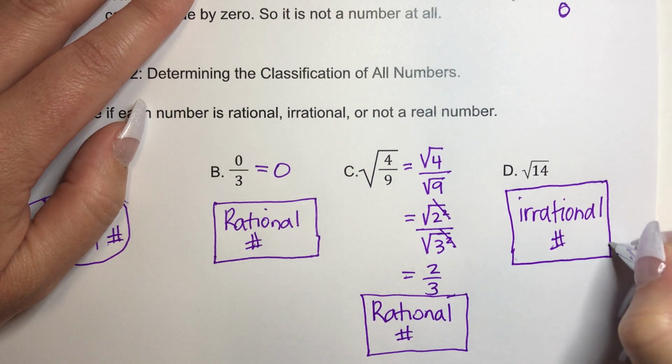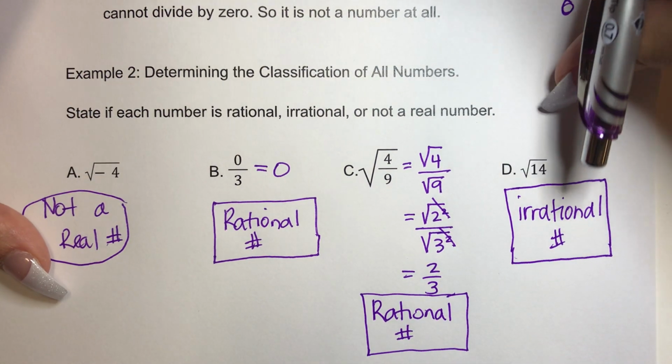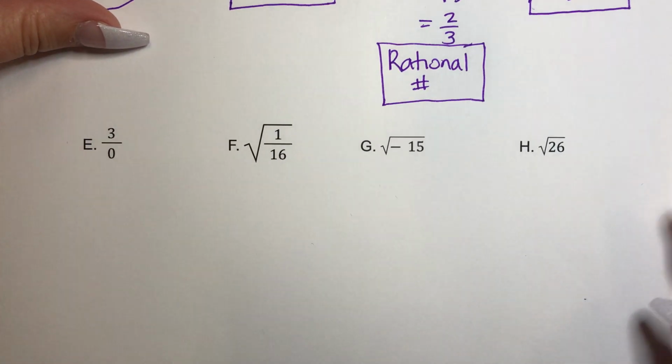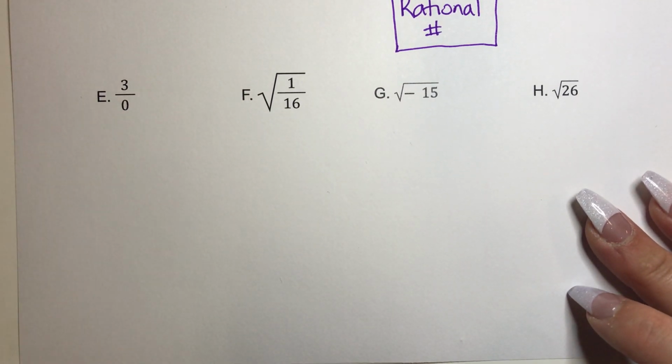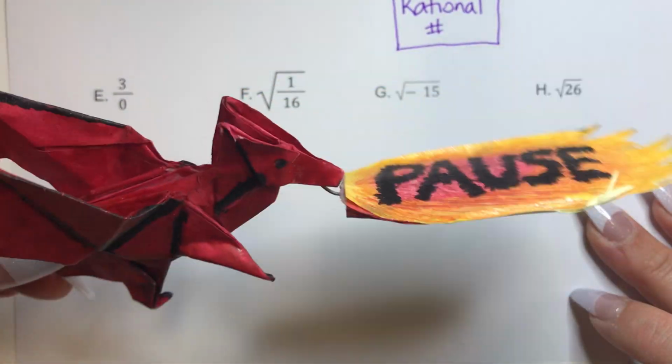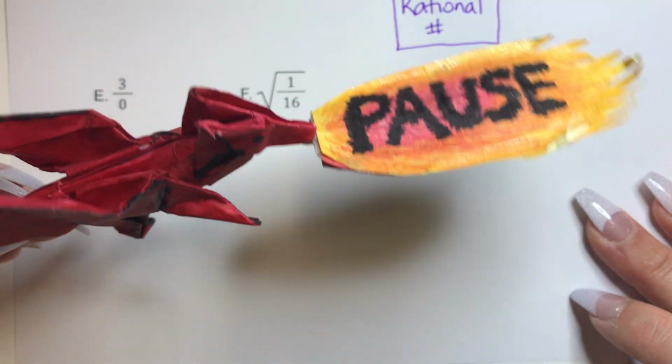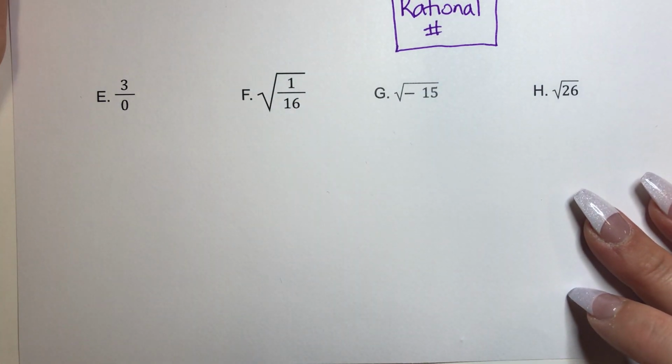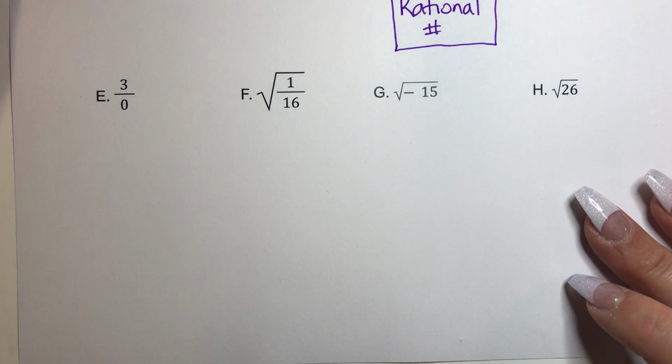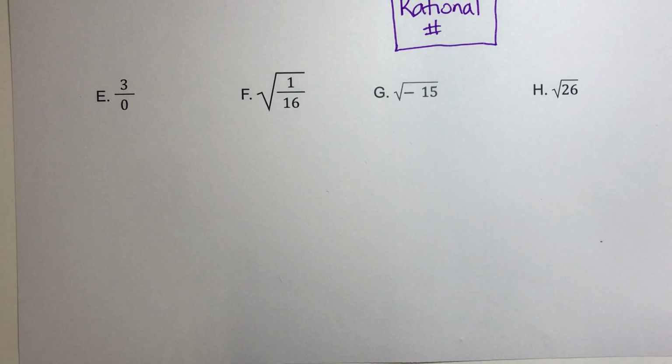Okay, that is it. So I want you to go ahead and try E, F, G, and H on your own. So where's my friend? Here's my friend, the pause dragon. Remind you to pause your device. Go ahead and work out E, F, G, and H. And then when you get done, press play and we'll talk about it. All right, see you in a bit. Okay, let's see how you did.